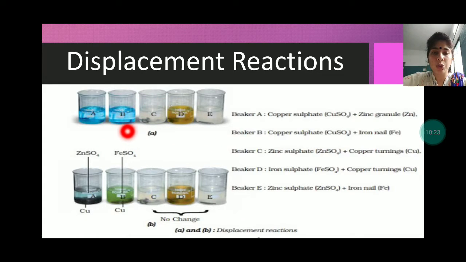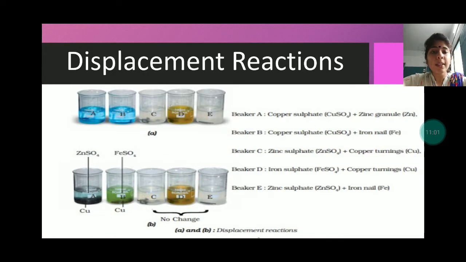In copper sulfate solution, in one beaker we have zinc granules, and in another beaker we have an iron nail. See, here everything is written. In beaker A, copper sulfate with zinc granules, and in beaker B, copper sulfate with an iron nail. In beaker C, zinc sulfate plus copper turnings; D, iron sulfate plus copper turnings; E, zinc sulfate plus an iron nail. Now let us see what happened and why the reaction occurred. In some beakers we can see changes, and in some beakers we can't.